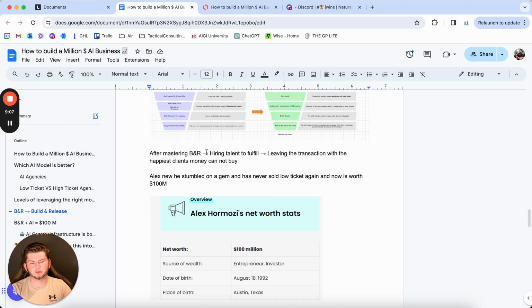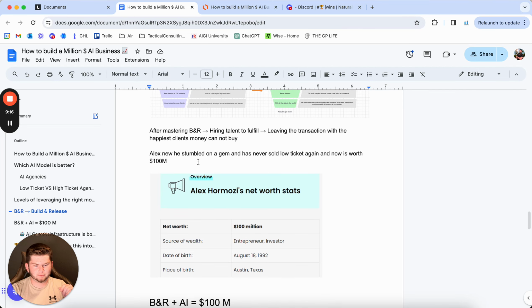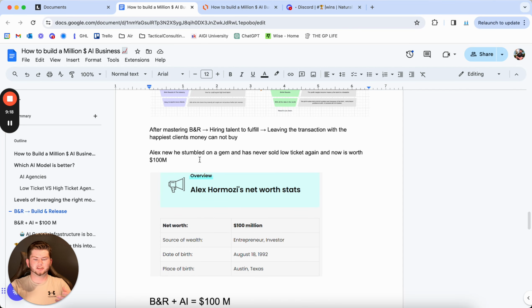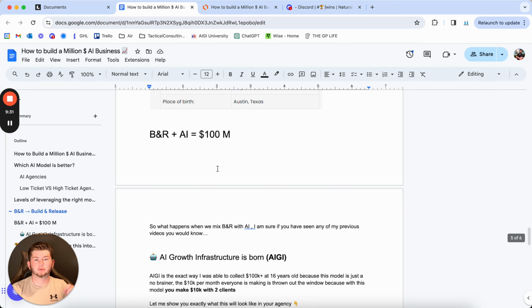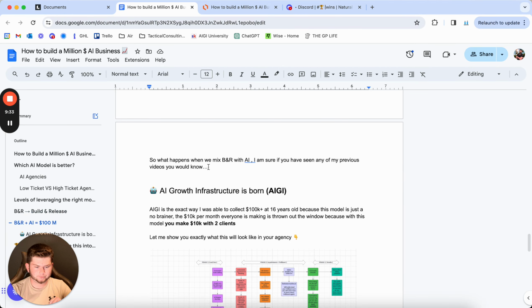And after mastering build and release, hiring talent to fulfill, and leaving the transaction with the happiest clients with all the money that can buy anything he wanted to sell them, he was able to stumble across this gym and build this build and release model, and he's now worth over $100 million. So this is where things get really crazy. When you start to do build and release with AI, this is where you hit $100 million. This is what Alex Hormozi did with his software Allen.